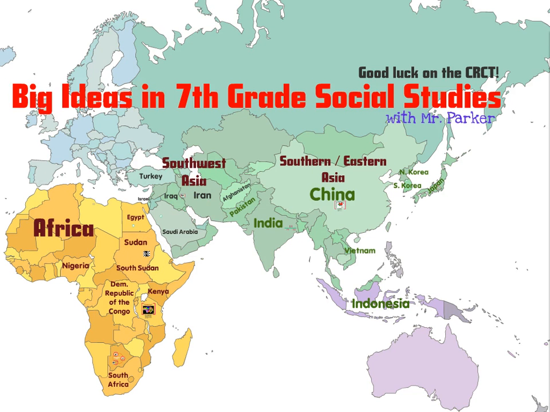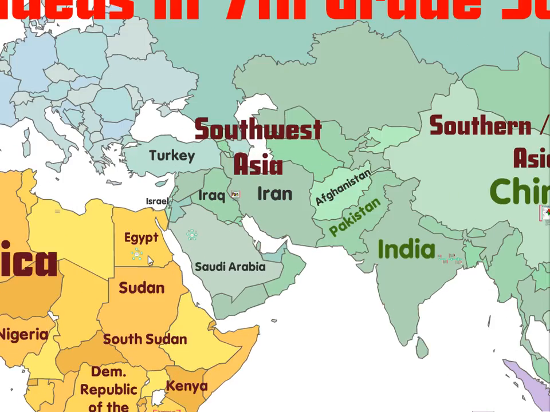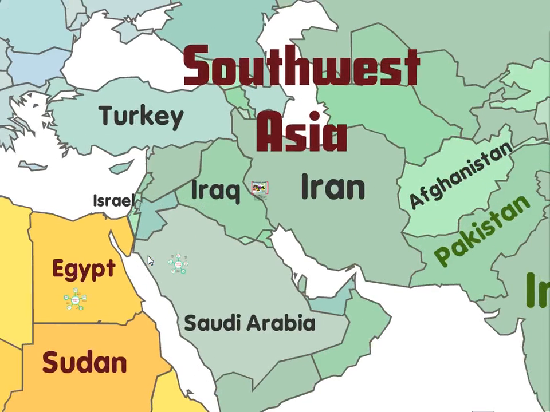All right, we're going to take a few minutes to review all the major concepts that we learned this year in 7th grade social studies. This is everything you're going to need to know to be ready for the CRCT. Now, you'll remember that we started our year studying Southwest Asia, also known as the Middle East.